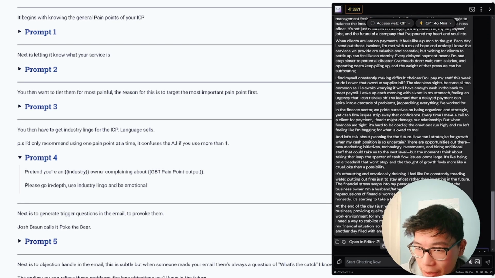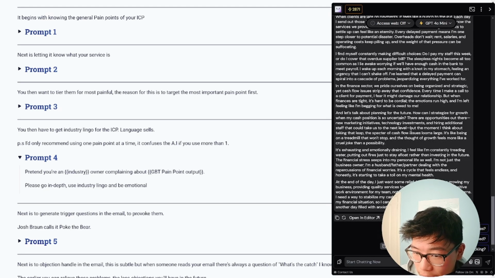Do I pay my staff? We pride ourselves on being organized and strategic. That's interesting. Yeah, cash flow strips away the confidence. When finances are tight, it's hard to be cordial. The emotions run high. How can I strategize for growth when my cash position is so uncertain? Imagine you receive an email that says that. That's going to cook. When I say that's going to cook, it's going to cook, if you hit the right person, obviously.